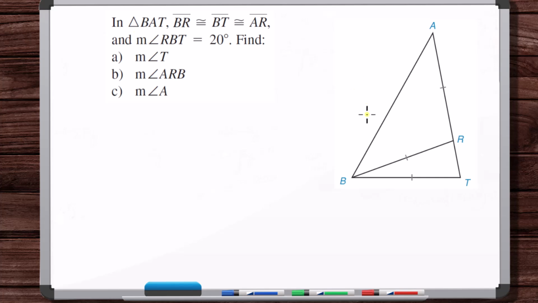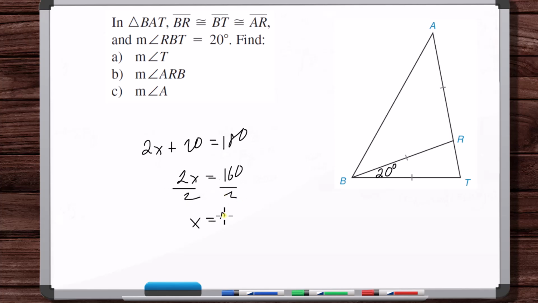All right, in triangle BAT, BR is congruent to BT and is congruent to AR, and they have that marked. And the measure of angle RBT is 20 degrees. Find the measure of angle T, the measure of angle ARB, and the measure of angle A. We can start by noting these are the two base angles of the isosceles triangle RBT, so those are going to be congruent. So 2x plus 20 needs to equal 180. So 2x needs to equal 160. So x is 80.